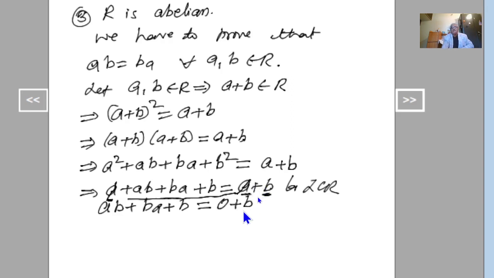Now use the right cancellation law. By using the right cancellation law, I can cancel B and B. Then I will write here AB plus BA is equal to 0. B and B get cancelled here. Now we have AB plus BA equal to 0.